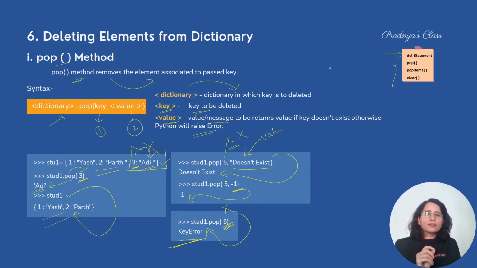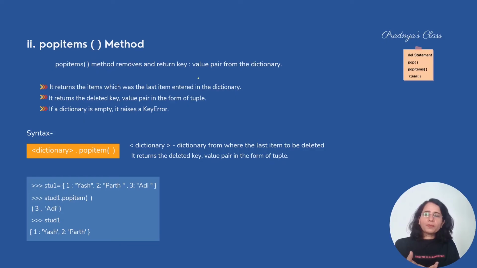So what's the advantage of the pop method? We discussed the del statement also. Using the pop method we can print some message if the key doesn't exist in the dictionary. Now there is one more method to delete an item from the dictionary, popitem. It removes the key value pair from the dictionary and it returns the same. Here are some of the specialties of popitem. It deletes the item from the dictionary which was entered last.